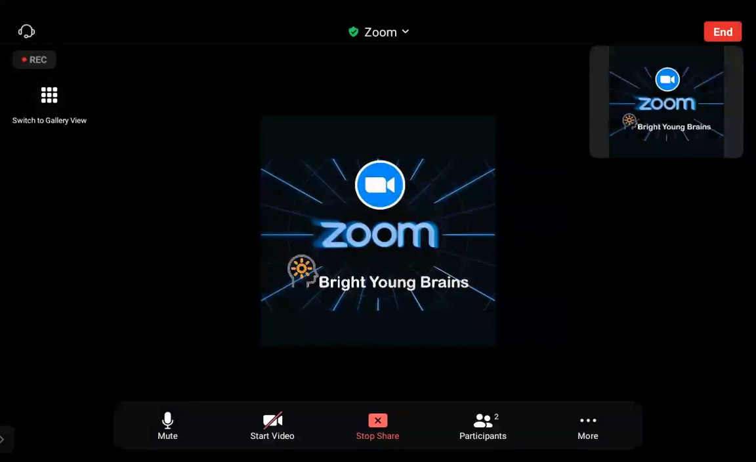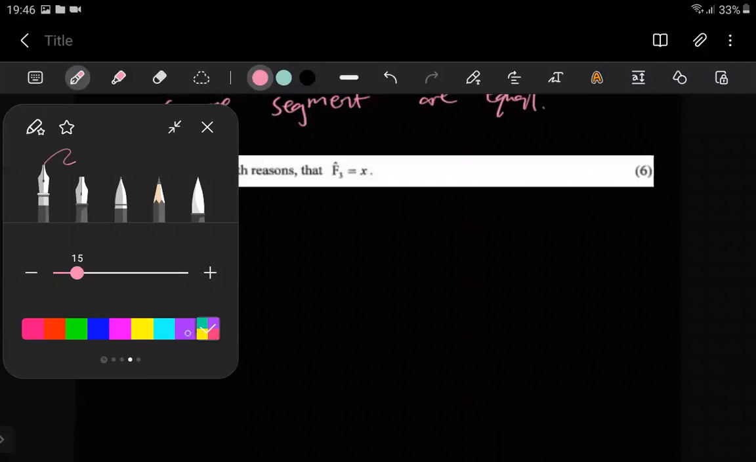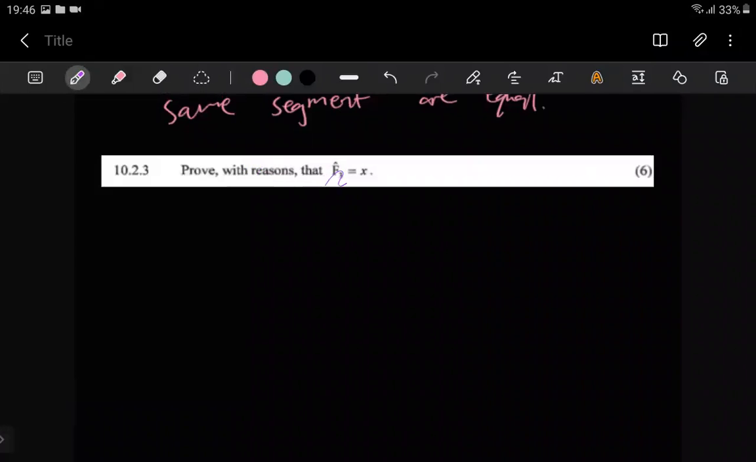Oh, 6 marks. Well, 6 marks just means more time really to work out the question. That's one thing you can focus on. 6 marks, 5, whatever. It's just giving you more time to work out what you need to work out. Let's see here. It says: prove with reasons that F3 is equal to X.